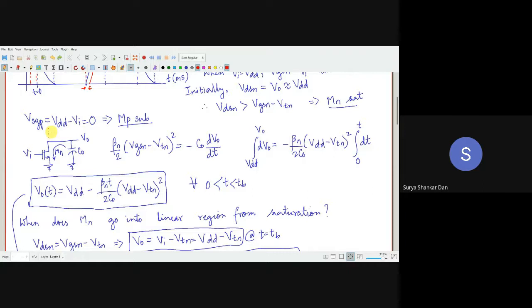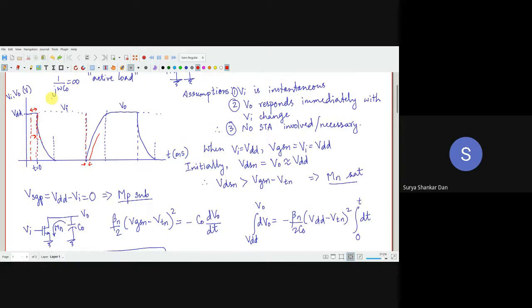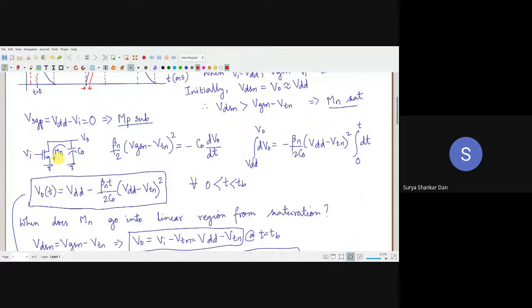Now we will try to find out under what conditions. Initially VO was VDD. Notice VO was initially VDD, and from VDD it is going to the ground. That is the high to low transition, right? So initially VO was VDD. Now if VO is VDD, what is the VDSN? VDSN will be simply VDD. Here I have written that.